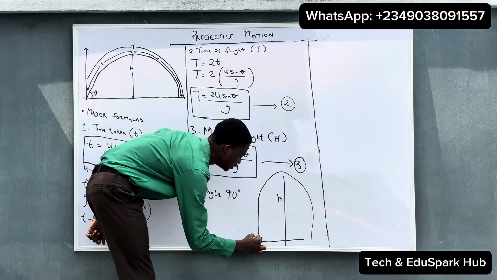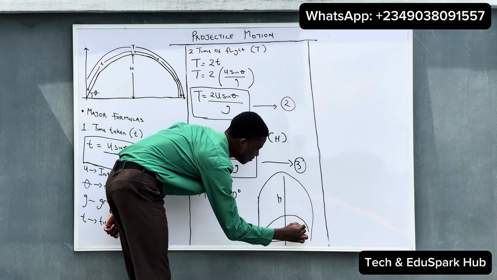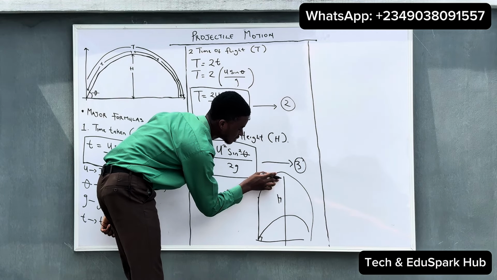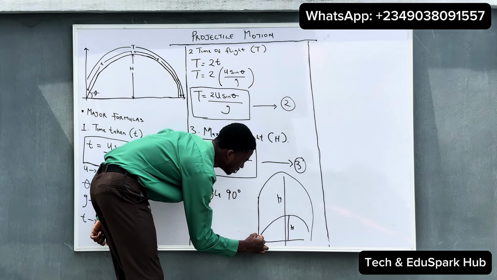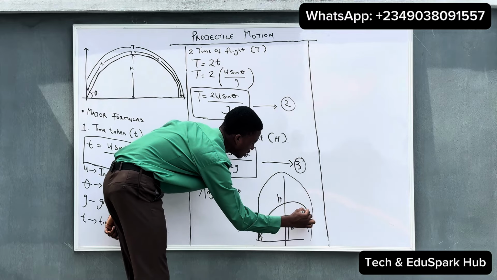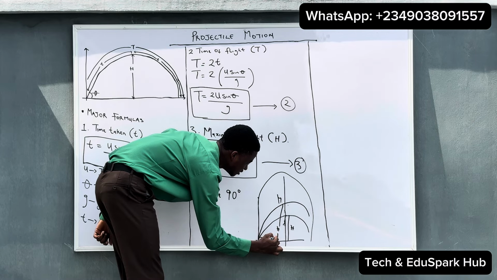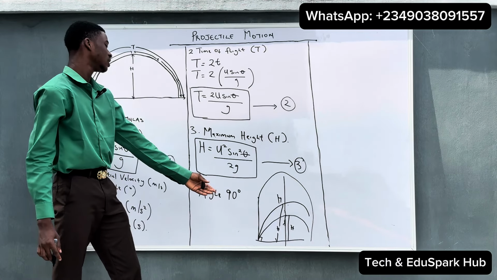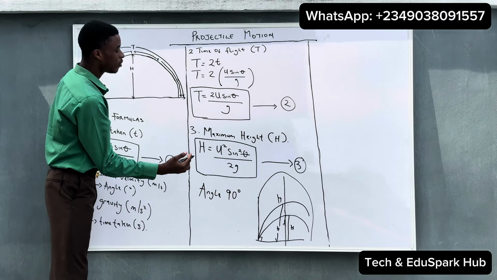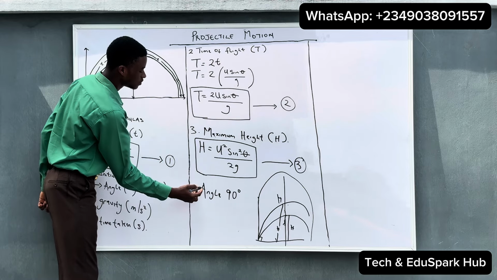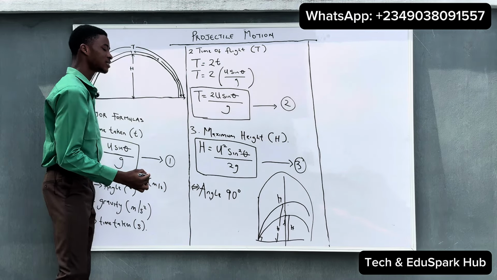But let's say the body is projected at another angle, maybe like 40 degrees. You can see it won't have a maximum height compared to the body projected at 90 degrees. So this will be the maximum height for that 40. And also, let's say the body is projected at another angle, maybe like 60 degrees. You can see it still won't have a maximum height compared to the body projected at 90 degrees. So you can see the difference between the body projected at 90 degrees, 60 degrees, and 40 degrees. So for a body to have a maximum height, the body must be projected at angle 90 degrees.